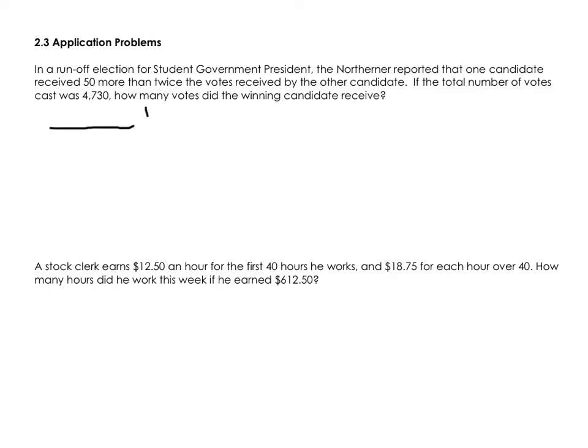So we have two candidates, and the total number of votes is 4,730. So, one candidate, we'll say, received V votes. The other candidate received 50 more than twice that V. So this is our equation. How do we solve it?